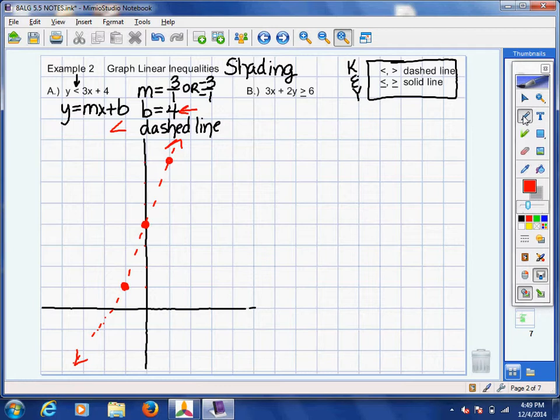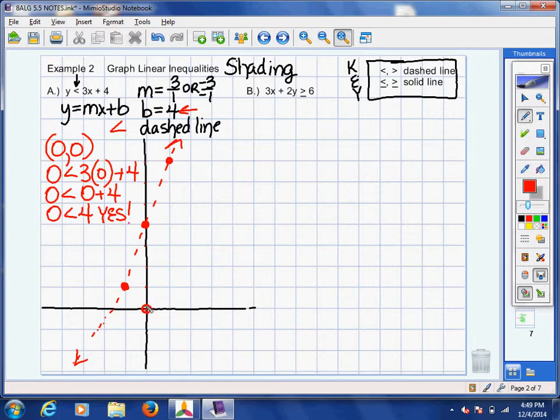Okay, so let me show you when I plug 0, 0 in. That's a pretty normal point for me to plug in. I plug in 0, 0. I'm saying y is 0, x is 0, and then I just plug in and see what happens. So I know 3 times 0 is 0, and 0 plus 4 is 4. So this is my bottom line statement. Is 0 less than 4? Yes, it is.